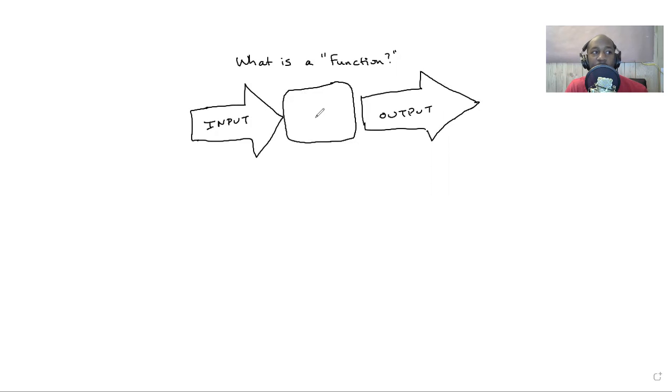Basically you have an input value into the function and then the output value, which depends on whatever you put into the machine. So this part right here, the machine is the function. You have an input and an output.